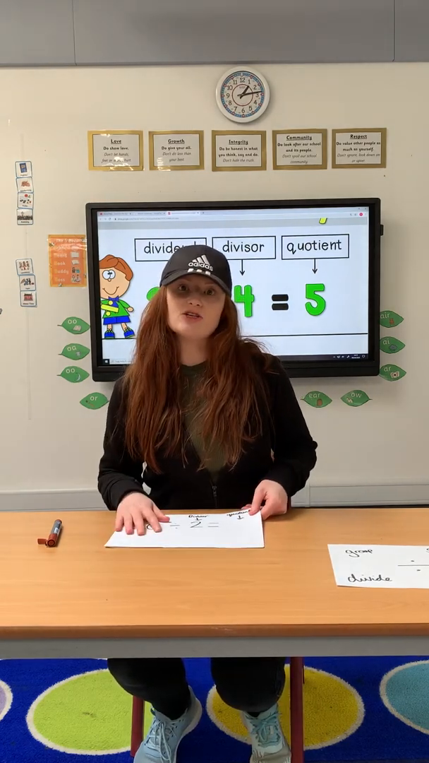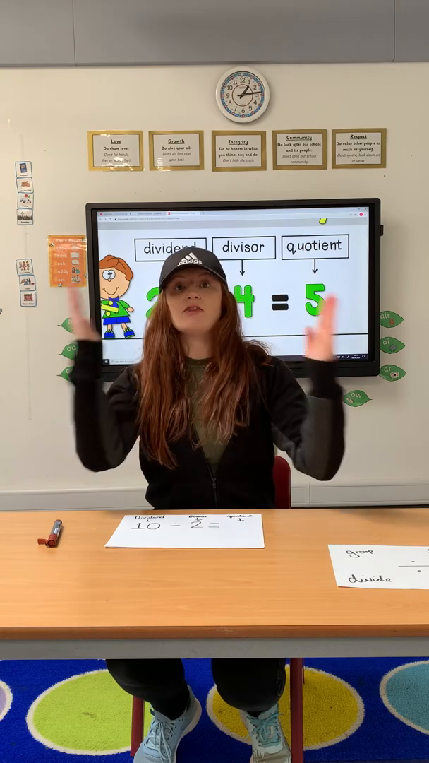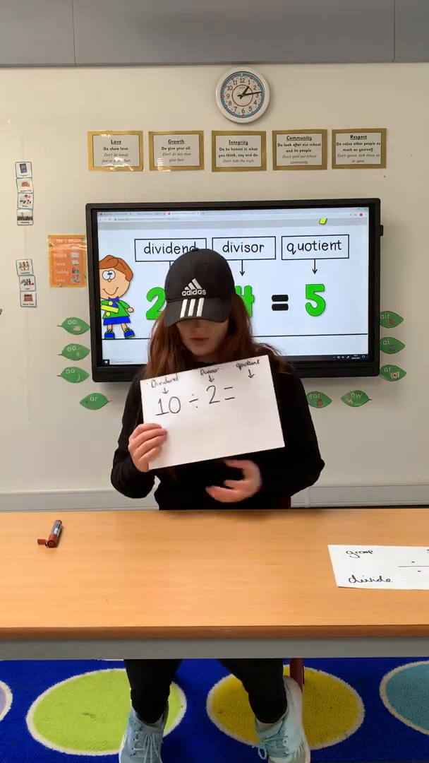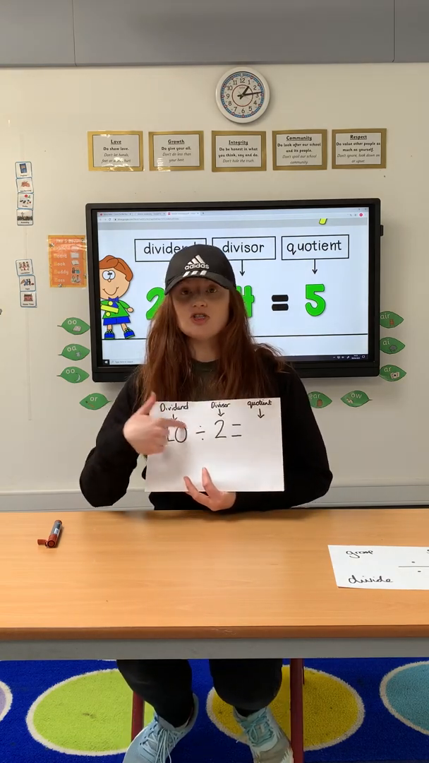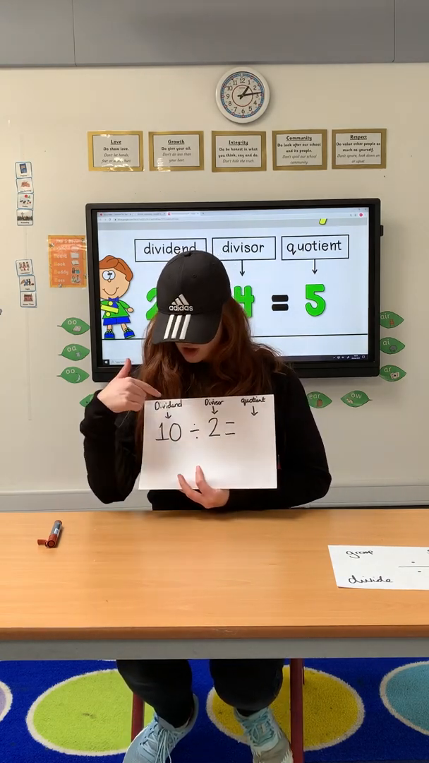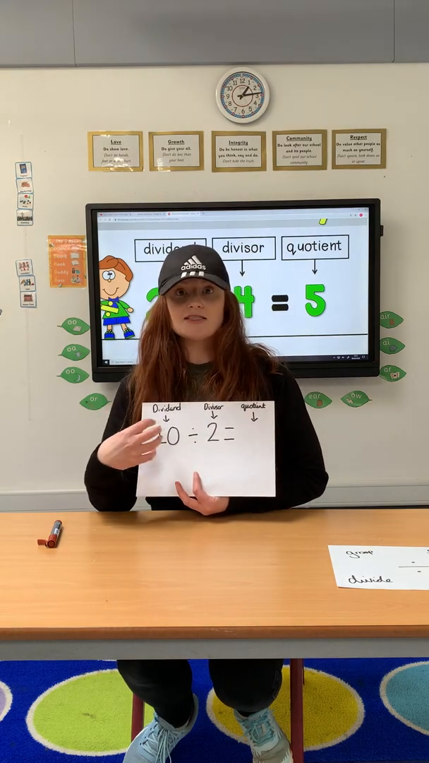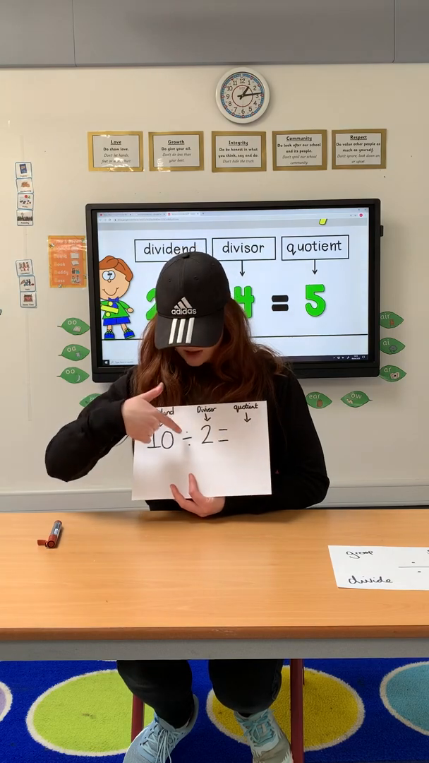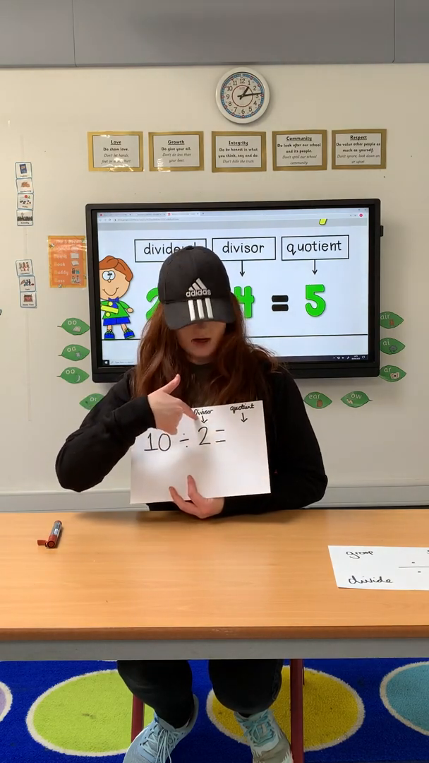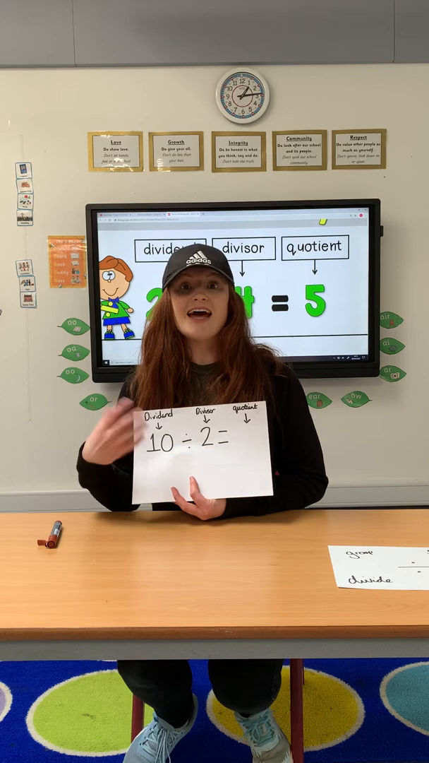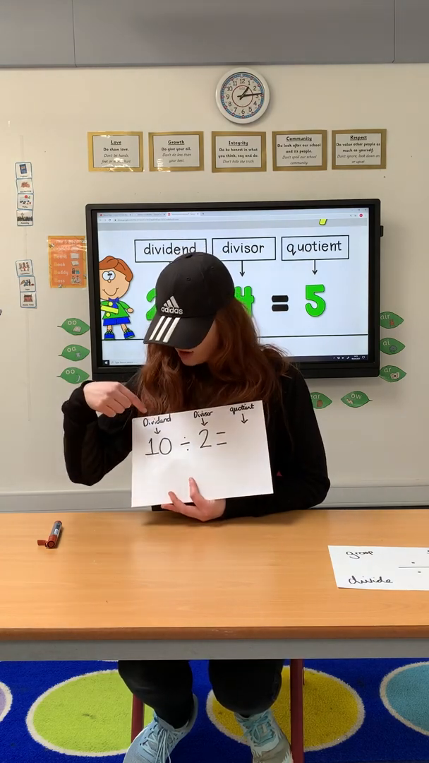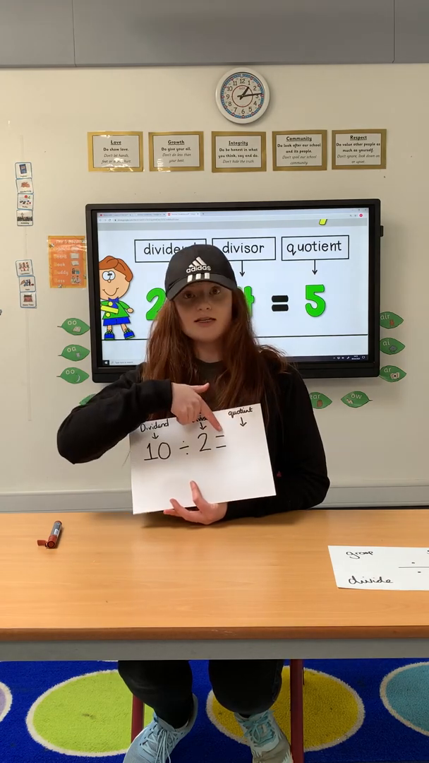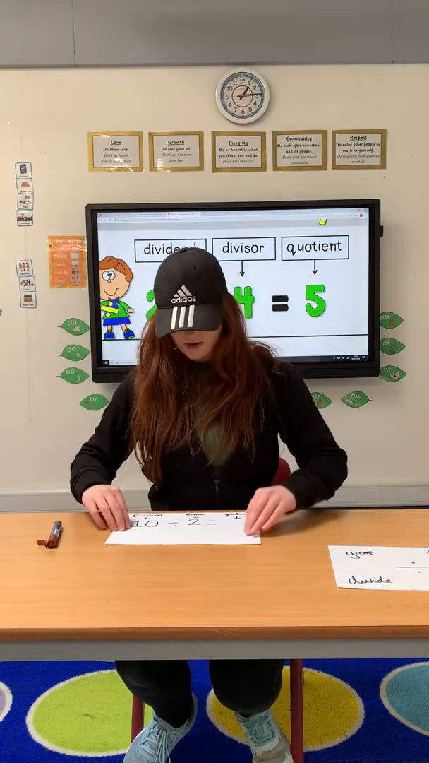So when we did a multiplication, it was factor multiplied by the factor equals the product. Now on this one, for a division, the first number in division, the one before that division sign, is called the dividend. That's the number that's going to be divided. The divisor is the number that goes after the division sign. And then after the equal sign, the answer is called the quotient. So we've got dividend at the front divided by the divisor equals the quotient.